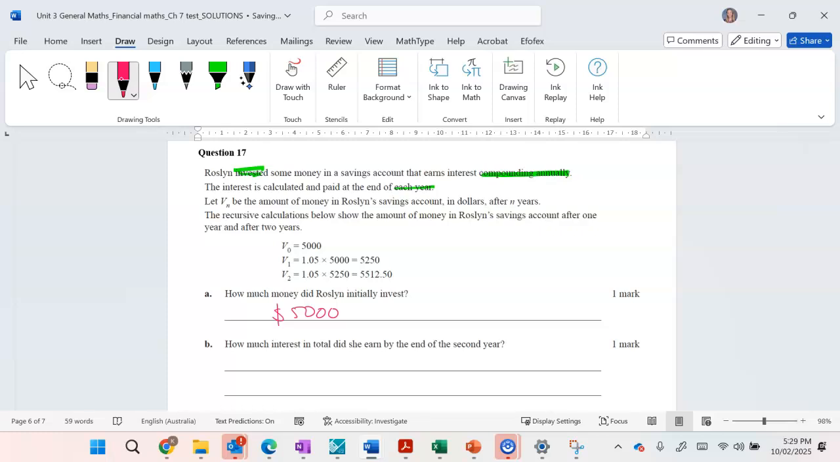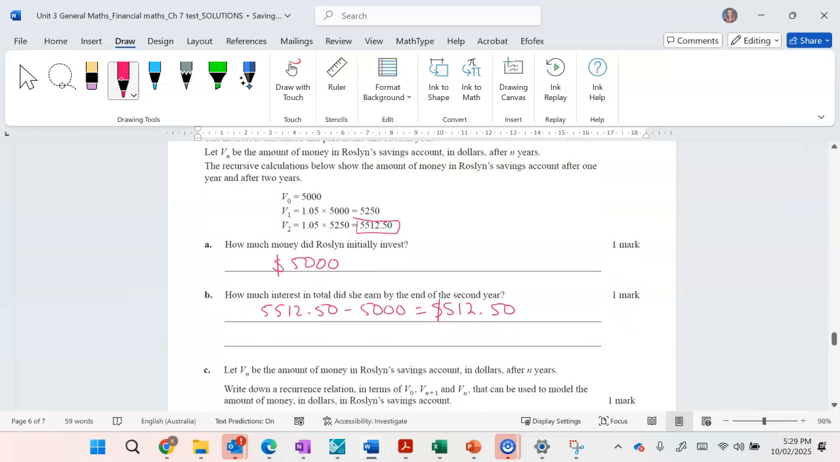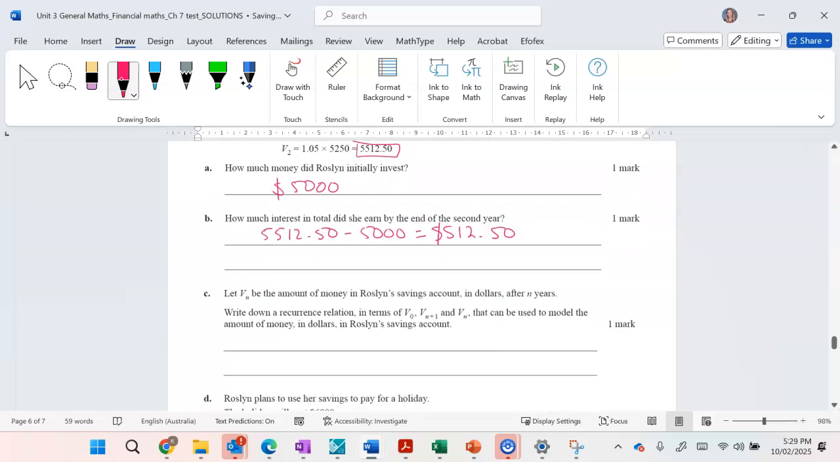So at the end of the second year, she got this amount, 5,512.50. So we're just going to do the difference. So we're left with $512.50. Another easy mark. If you have a look at assessors' reports, and these questions are all past exam questions, you should get around 90% or even higher for those two questions.